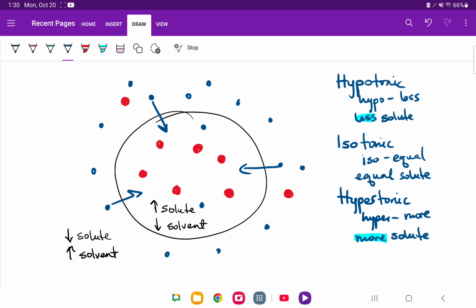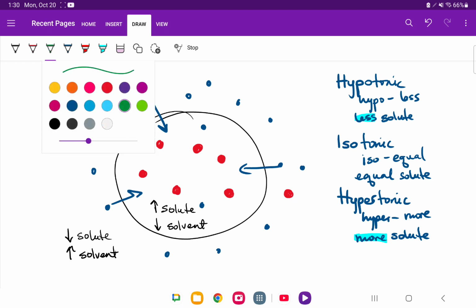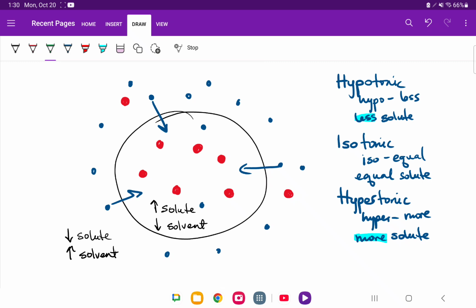All right, so let's look at this. Our solution inside the cell has more solute. It is a hypertonic solution. Our solution outside of the cell has less solute. It is a hypotonic solution. So notice water is moving from hypo to hyper. Let's see if that trend holds.